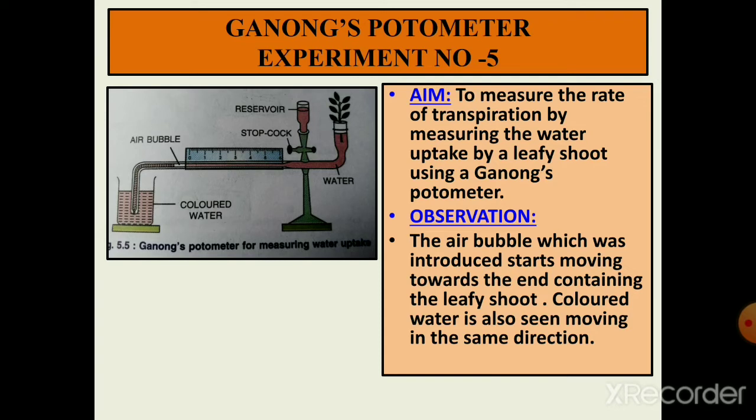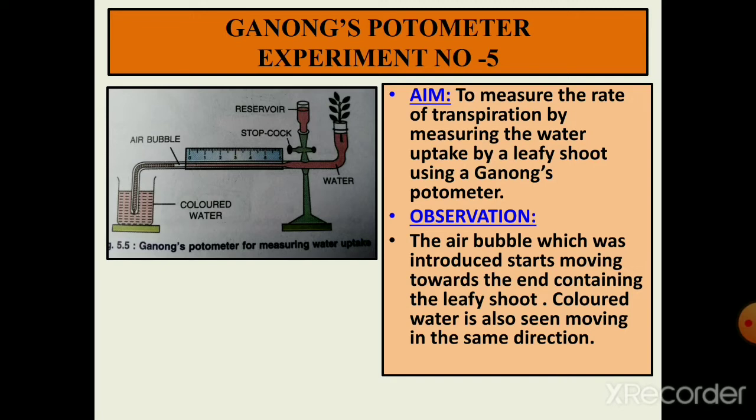Now we will measure the rate of transpiration with the help of Ganong's potometer. Now what is a potometer? A potometer is a device to measure the amount of water absorbed by the plant. But we all know that of the amount of water absorbed by the plant, only 1 or 2% is used by the plant and the rest of it is lost because of transpiration. That means we can use this device to measure the amount of water lost because of transpiration.